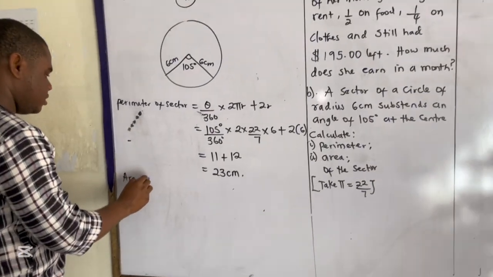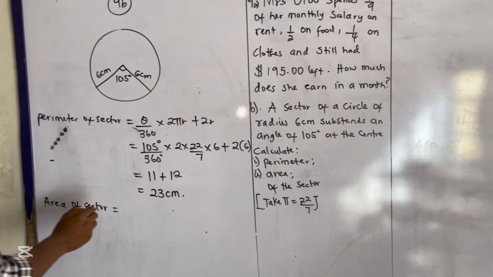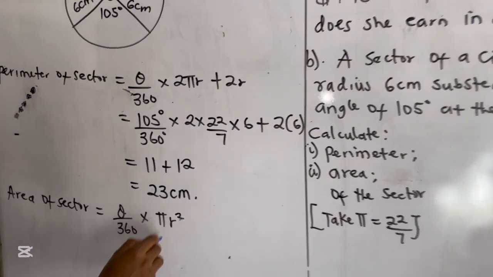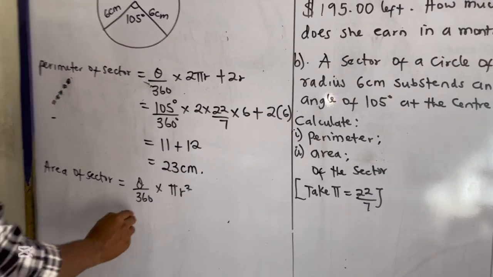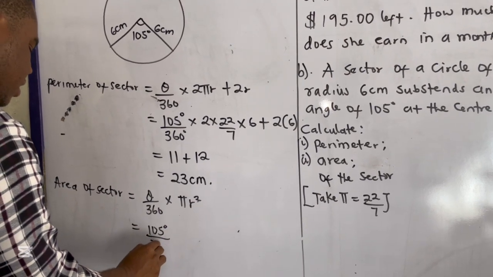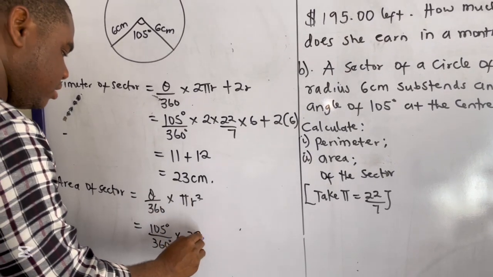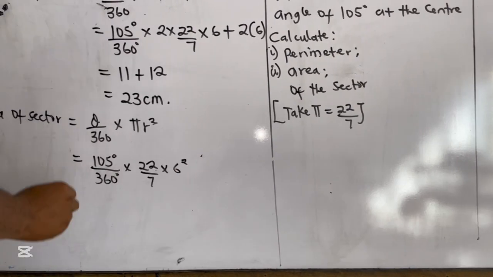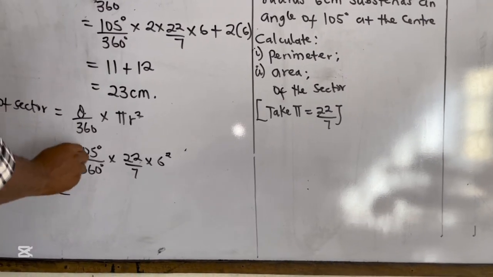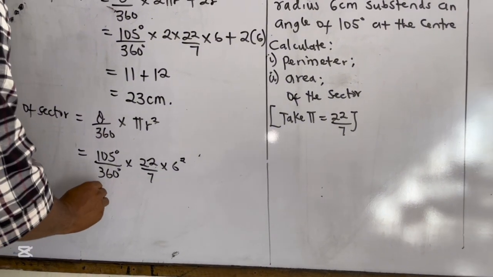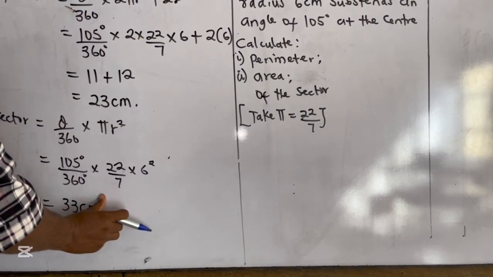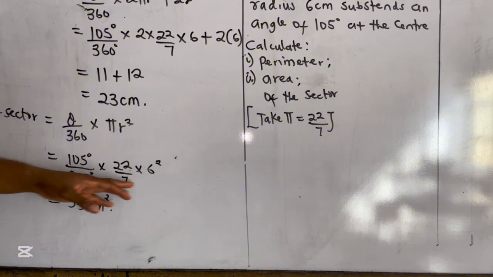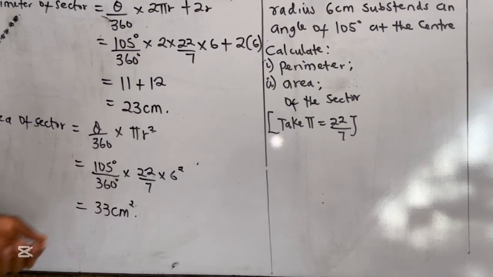Okay, the next part of the question says we should find the area of the sector. The area of a sector is theta over 360 times pi r square. So now in this case, we have the angle is 105 degrees over 360 degrees, times pi is 22/7, r is 6, but r square is 6 raised to the power of 2. Alright, if you simplify this, it will give us 33 centimeters square. But in this case, the best option is to multiply everything in the numerator and divide it by everything we have in the denominator. That's how you're going to get your 33 centimeters square.